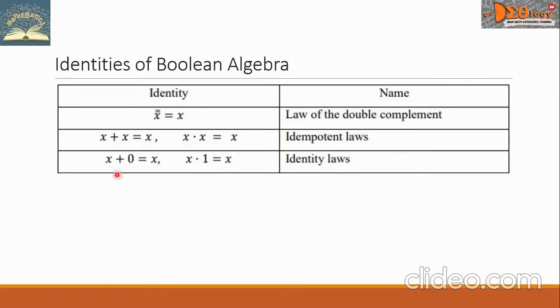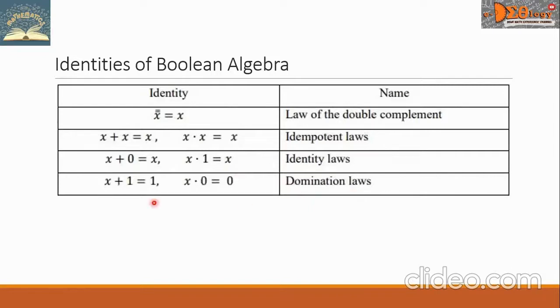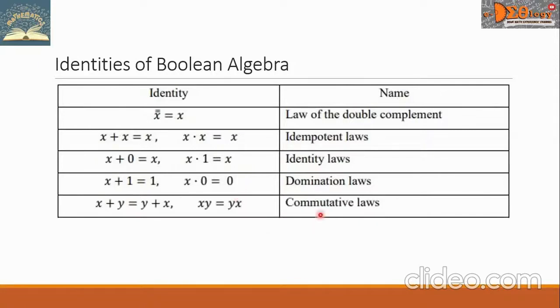Identity laws. The first part is x plus 0 equals x. Second part, x times 1 equals x. Domination laws. First part is x plus 1 equals 1. Second part, x times 0 equals 0. Commutative laws. The first part is x plus y equals y plus x. Second part is xy equals yx.